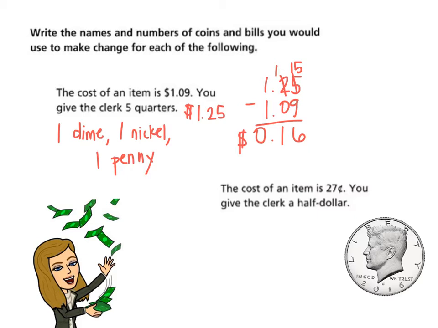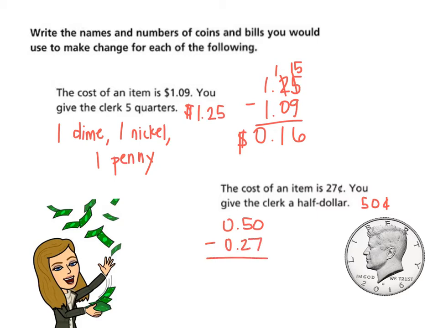Now on this next one, it says the cost of an item is 27 cents. You give the clerk a $.50. Now that's a large coin worth 50 cents. Now they're not as common, you don't technically see these very often, but they do exist. So that means I'm taking 50 cents that I paid, subtracting the cost of the item, 27 cents.